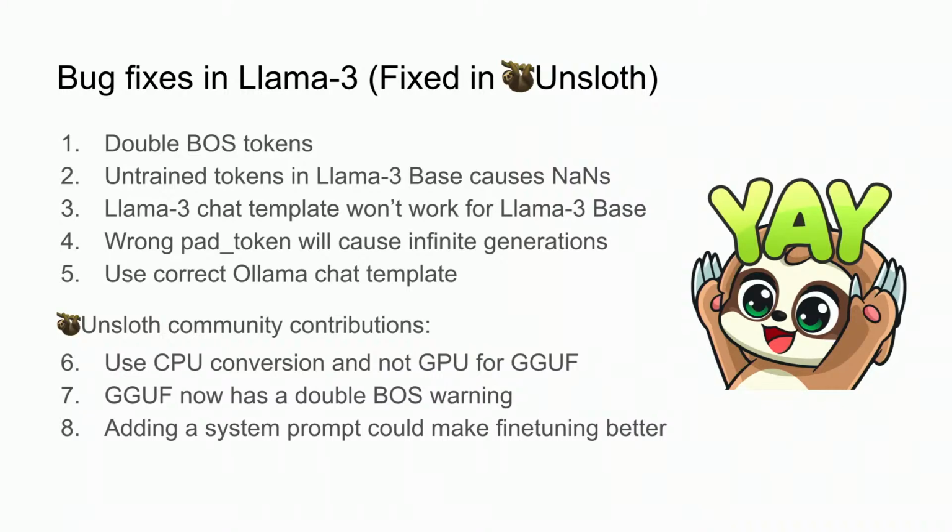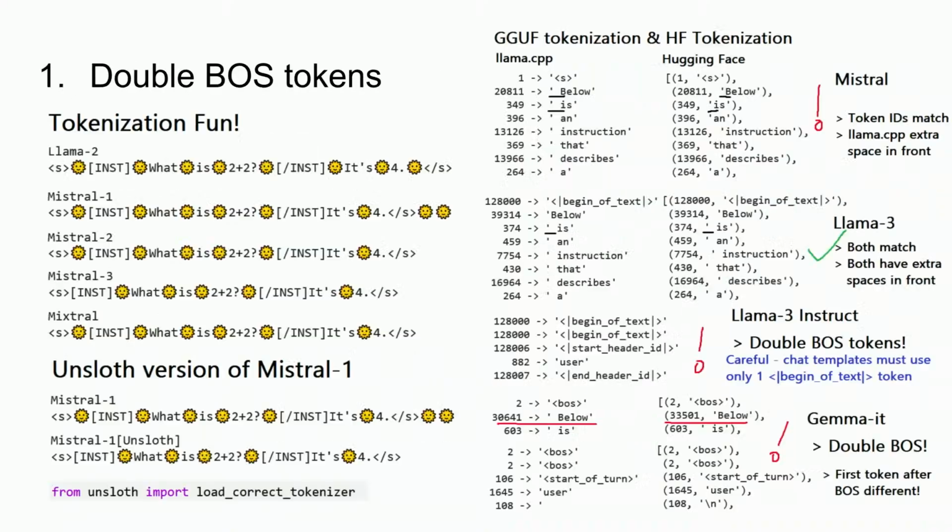So there are actually 8 bugs in Llama 3. Some of them are not announced yet. We will be announcing these later, so this is like a pre-release. And we'll be going through each of them separately.